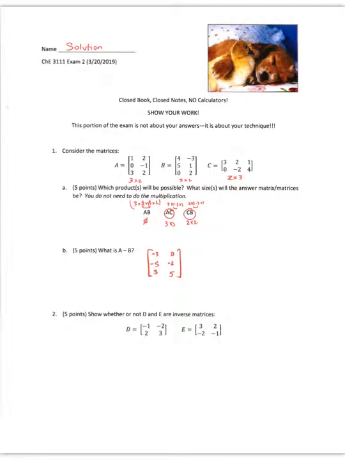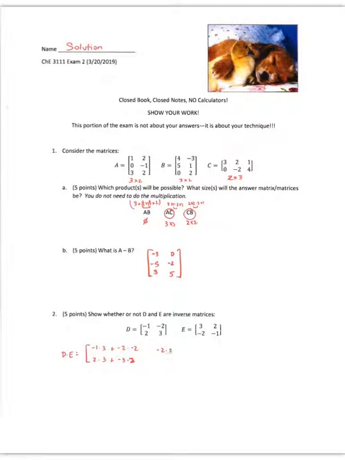For number 2, I just asked you to show that these are inverse matrices. Some of you tried to or did successfully take one and create the inverse. Probably the faster way would just simply be to look at the product D times E or E times D, either way. And so that would be negative 1 times 3 plus negative 2 times negative 2, 2 times 3 plus negative 2 times 3.